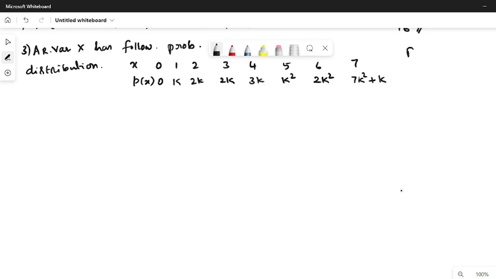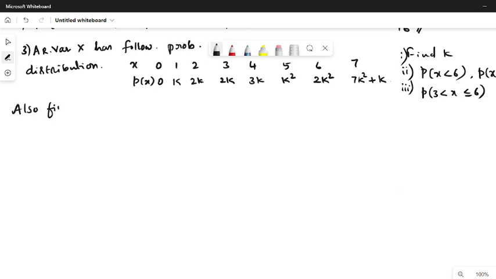Now find k, first step, I have to find k. Second one, find p of x less than 6. Finally, you have to find p of x less than 6 and x greater than or equal to 6, both the things you have to determine, and also have to determine finally p of 3 less than x less than or equal to 6. Also find the probability distribution.